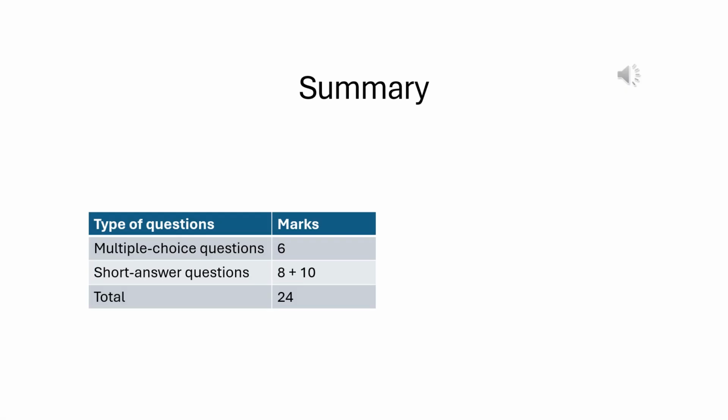There were 6 multiple-choice questions worth 1 point each, totaling 6 marks. There were also 2 short-answer questions worth a total of 18 marks in electrochemistry. The overall score for this section is 24 points. With a total possible score of 120 points, the percentage for this section was 20.0% of the total score.